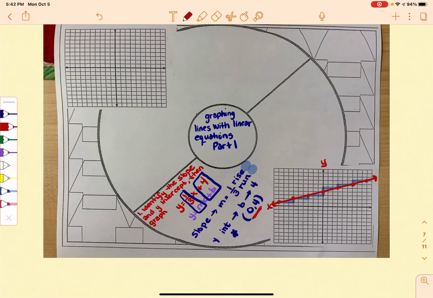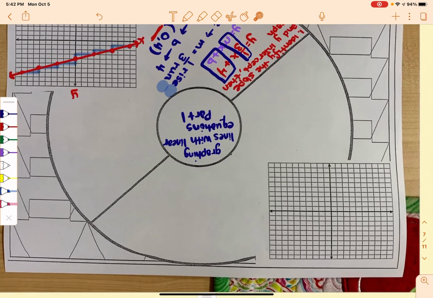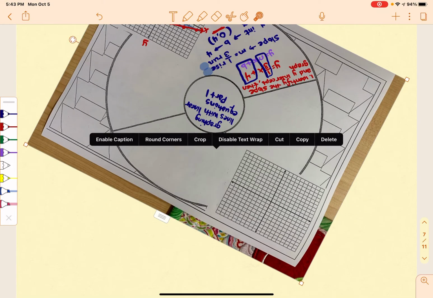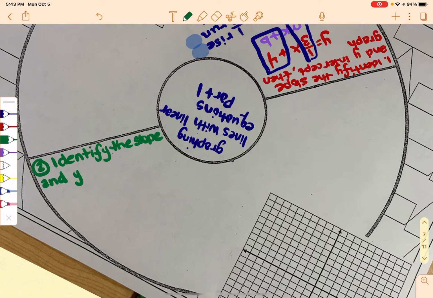So if I zoom back out, this other piece that's up here, I'm going to actually take this and turn it. And now I'm going to start filling this one out. So actually, let's do this. I'm going to turn a little bit on a diagonal just so I can write here. So for number 2, it's going to be the same thing. I'm going to identify the slope and y-intercept, and then graph.